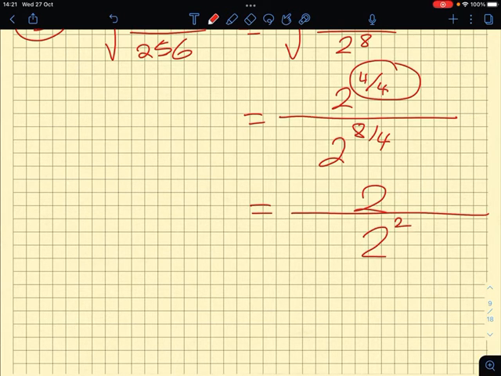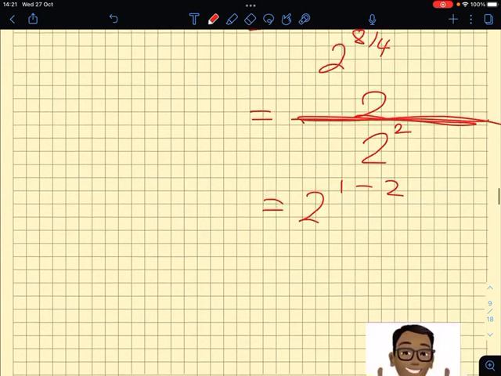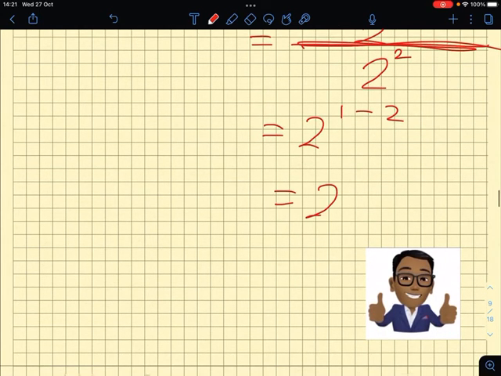Okay, so that means 2 to the power 1 minus 2. Why minus? Because it's divide, right? Okay, so equal to 2 to the power negative 1, and making positive index will be equal to half. Simple, right? Let's go to 14.